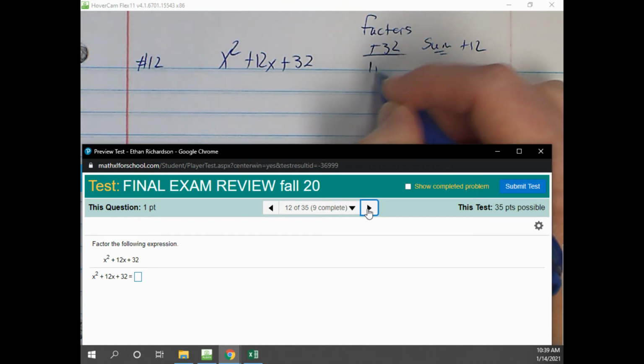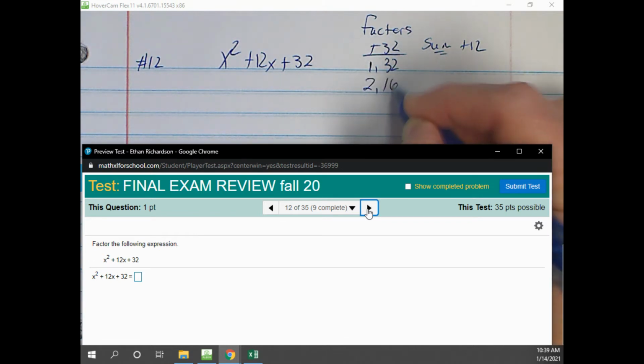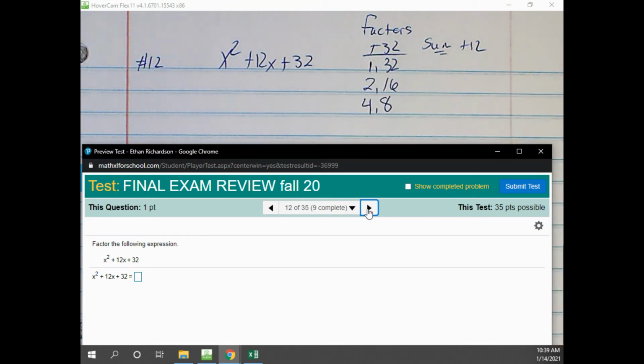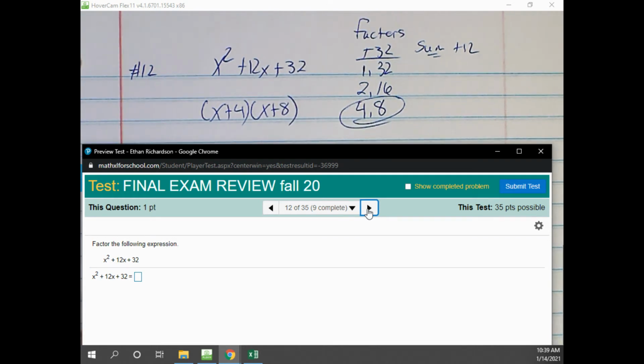All right, if you start breaking down 32, good news is they're all positive, so all the signs are going to be positive. And you would think there's more factors of 32 than that, but that's it. It's 1 and 32, 2 and 16, and 4 and 8. The pair to get you to 12 would be 4 and 8. So that's going to be x plus 4 and x plus 8. Okay, so factoring, leave the parentheses there. If it said to solve it, that's where you would take each parentheses and set it equal to 0, and then go from there. But this one, it said just to leave it in factored form, so we'll leave it right there.